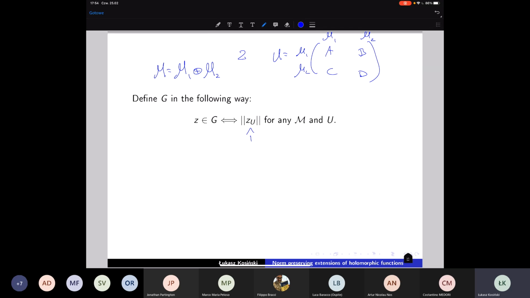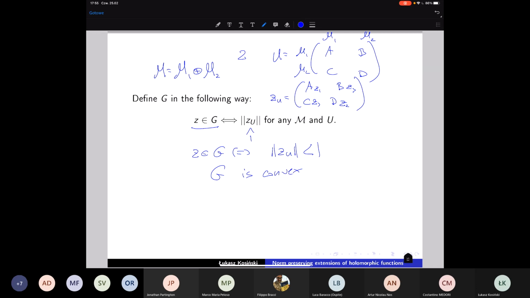G is a set of points such that this norm, okay, and ZU is just AZ1, B, Z3, C, Z3, Z2, DZ2. Okay. So Z is in G if and only if this norm of ZU is less than 1 for any M and any U. Note that it follows immediately that G is convex. Okay, G is a convex set.